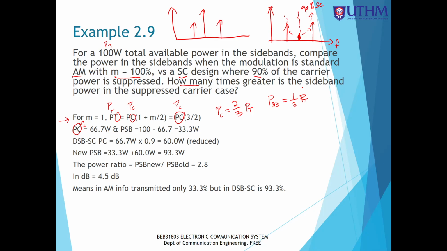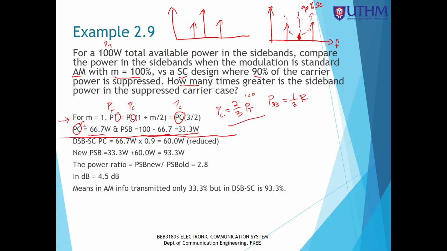How much is P total? P total is 100 watt. So carrier power is 2/3 of 100, you will get 66.7 watt for the carrier, and the remaining for both sidebands is equal to 33.3 watt. So 100 minus the carrier, we get 33.3 watt for both sidebands. So this is for the double sideband full carrier.